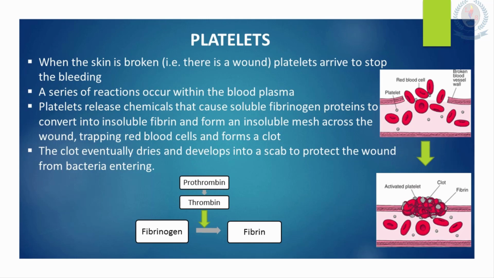This fibrin forms a network across the wound, and red blood cells also become trapped in that network. So this will form a blood clot there. Then it prevents further loss of blood and stops pathogens entering the wound. So this is a very protective mechanism in our human body.